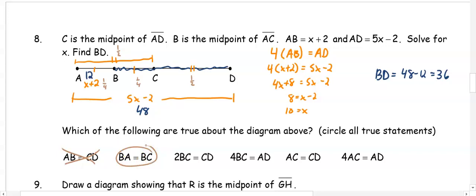They are congruent. 2BC equals CD. That's true. 2/4 equals a half. 4BC equals AD. So 4BC, which is a fourth, equals the whole line. That's true. AC equals CD. That's congruent. They're both half the line. And then 4AC equals AD. Well, AC is a half, so that's too much, so those are not equal.